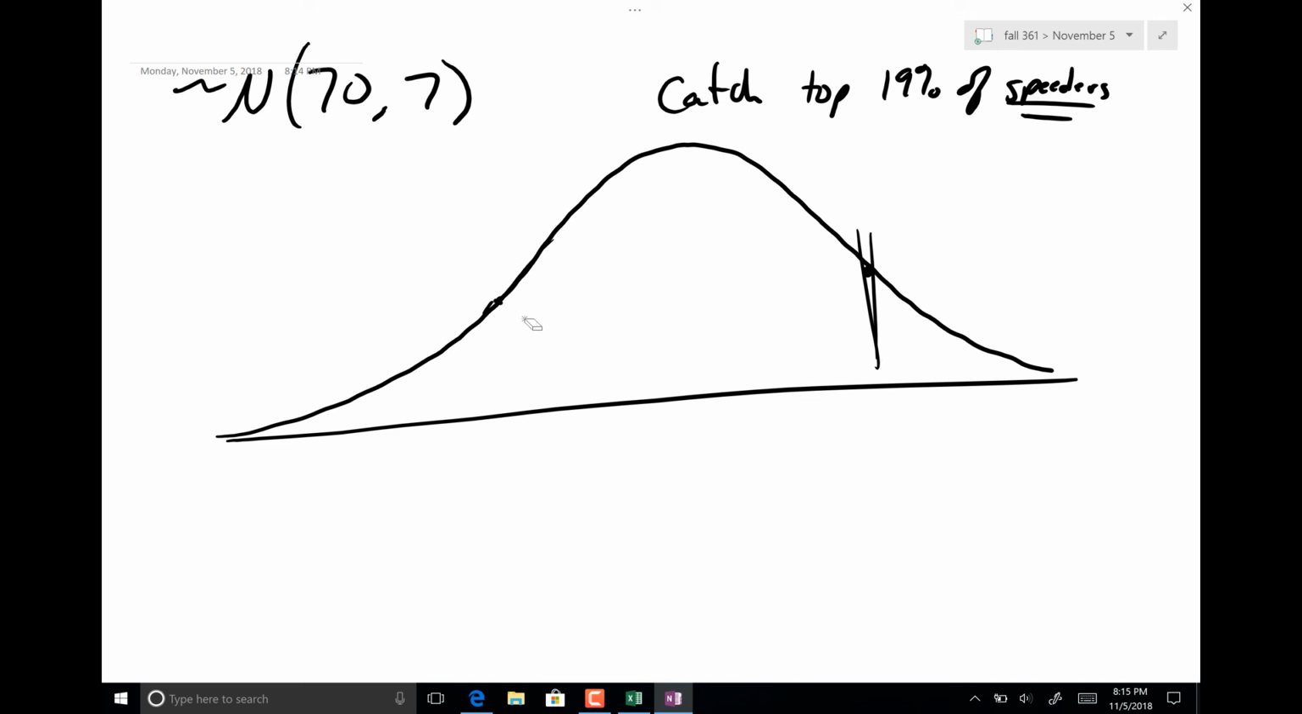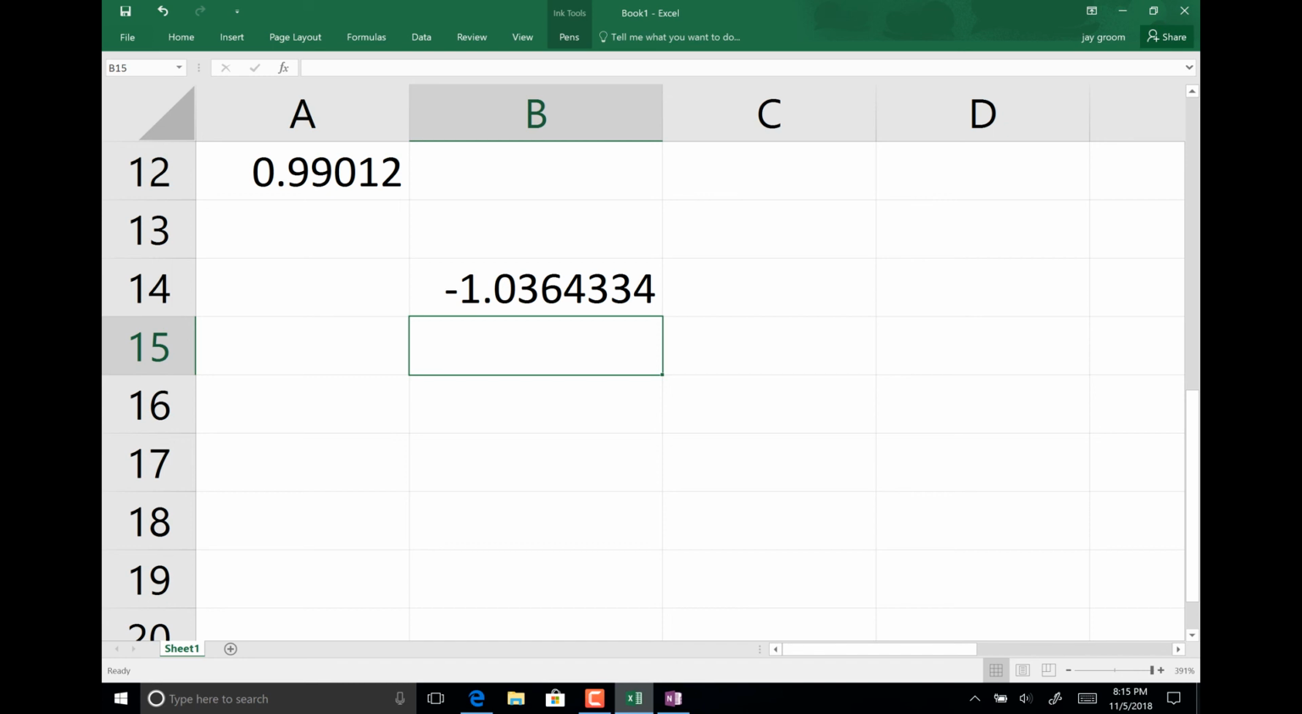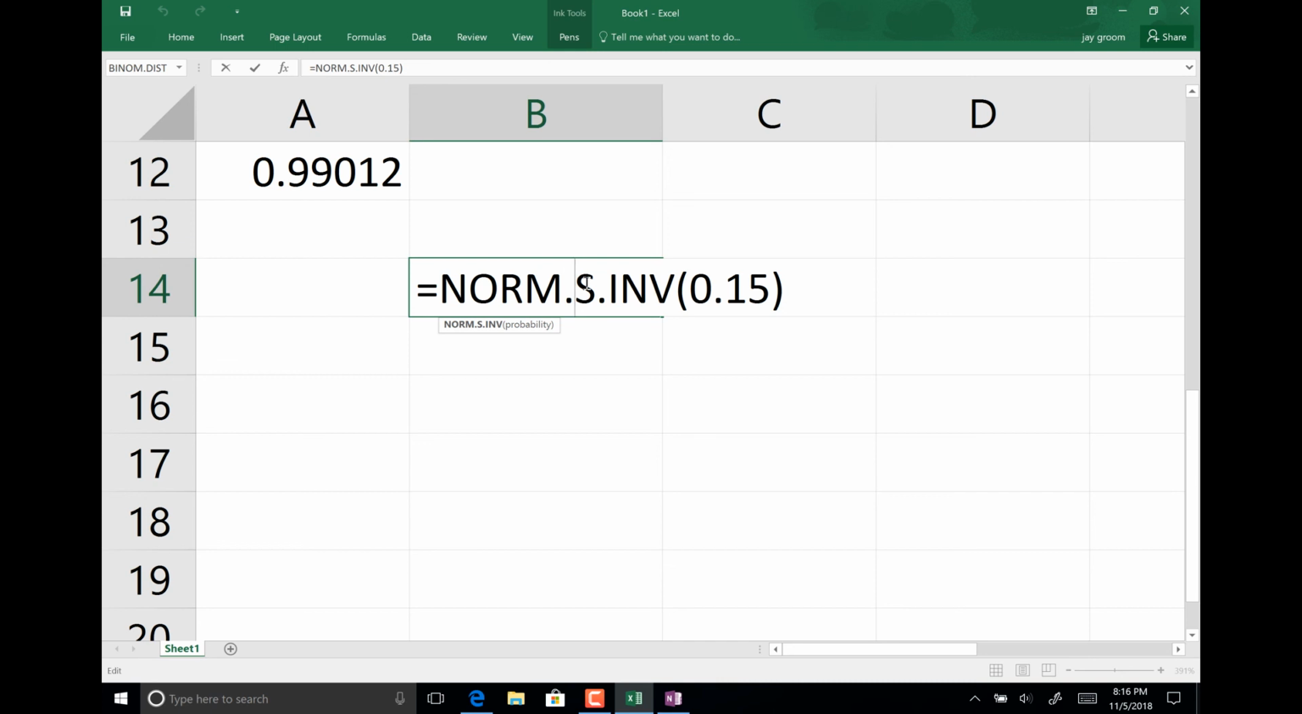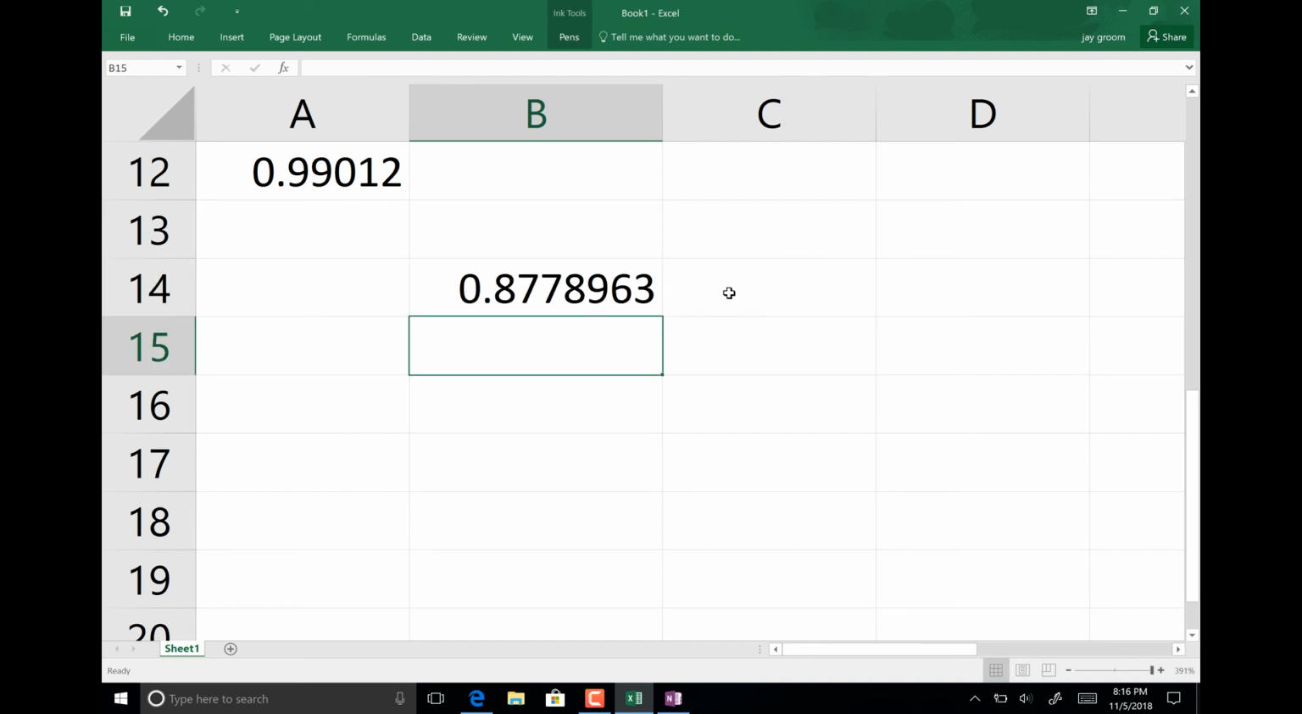Now, here's my problem. I want 19% up here, yes? What percent are less than that value? I want to know this z-score, but I have to tell Betsy what percent are less than that, yes? So 19 greater than, 81 less than, yes? So let's put that into Excel. And the way to do that again is, of course, this NORM.S.INV routine. And I'm just going to put in 0.81. Oops. And look what I got. 0.877. That's my z-score. Okay?